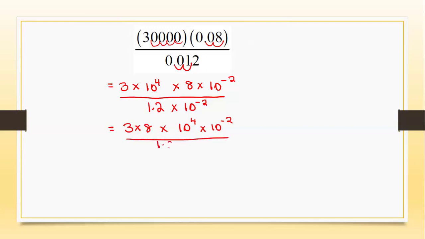Divided by 1.2 times 10 to the power of -2. This is equal to 24 times 10 to the power of 4 subtract 2, which gives me 2 positive 2, divided by 1.2 times 10 to the power of negative 2. 24 divided by 1.2 is equal to 20.